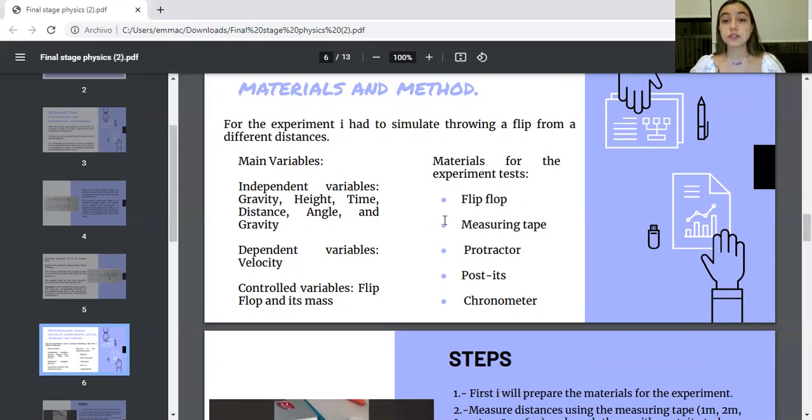Then we have the materials for the experiment test. The flip-flop, that is mainly the object that we're going to throw. The measuring tape, we're going to use this tool in order to measure each of the distances. The protractor, we're going to use in order to know the angle of the arm when we are throwing the flip-flop. The post-its are going to help us to mark each of the measurements that we take with the distance. And the chronometer, easy, in order to know the value of the time.